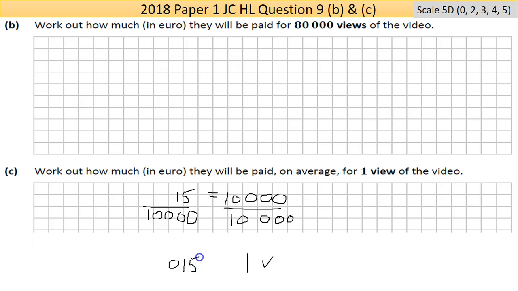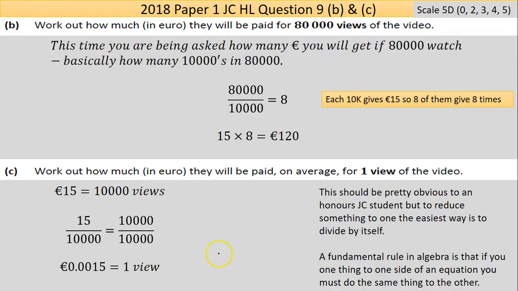Actually, no, it's going to be 0.0015. Yeah, sorry, 2 zeros. 0.0015 equals one view. That should be it. That's the answer done out there.